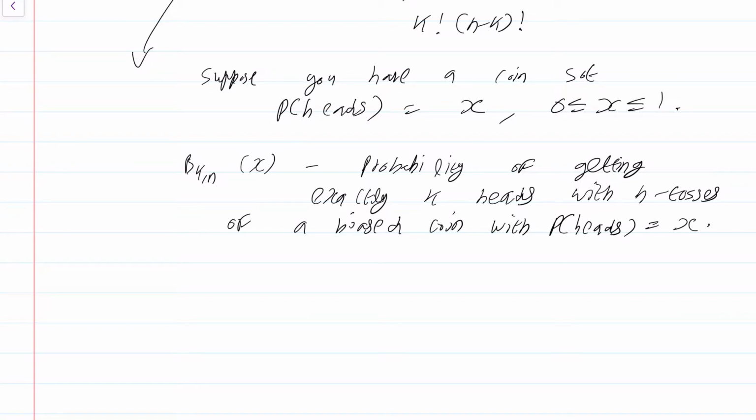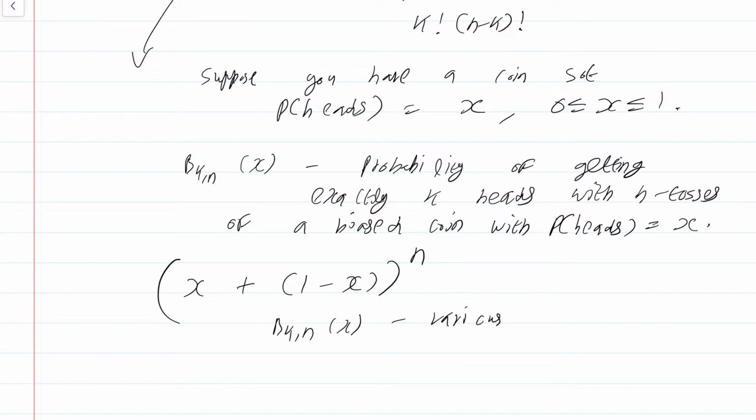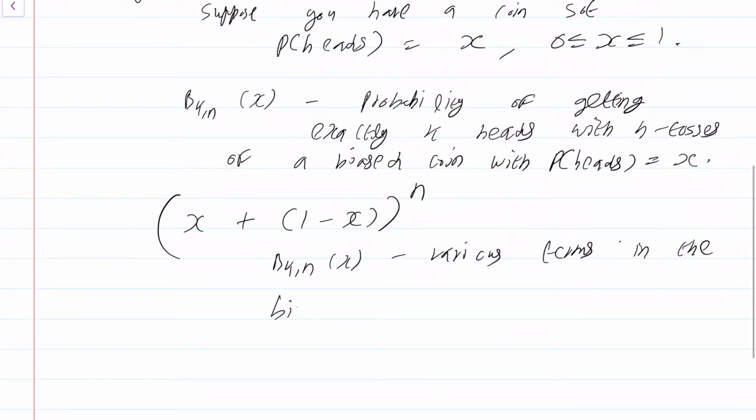On the other hand, if you are extremely scared of probability, there is another way to remember what these terms b_k^n(x) are. Just look at (x plus (1 minus x)) the whole power n. Then the b_k^n(x) are the various terms, not the coefficients, the various terms in the binomial expansion. This is another way to remember.